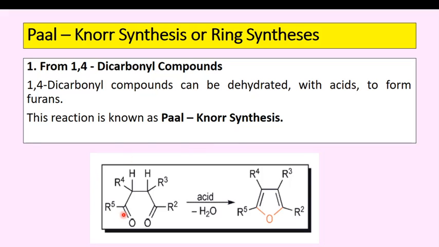So in this case, a 1,4-dicarbonyl compound. At the first and fourth positions, a carbonyl group is present. That's why it is a 1,4-dicarbonyl compound, which can be dehydrated with acids. So this is a dehydration reaction in the presence of acid, which gives furan.